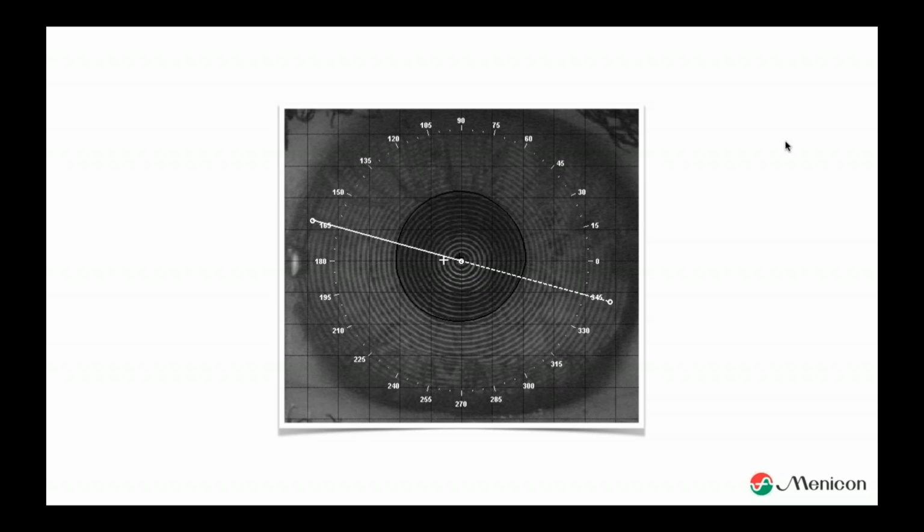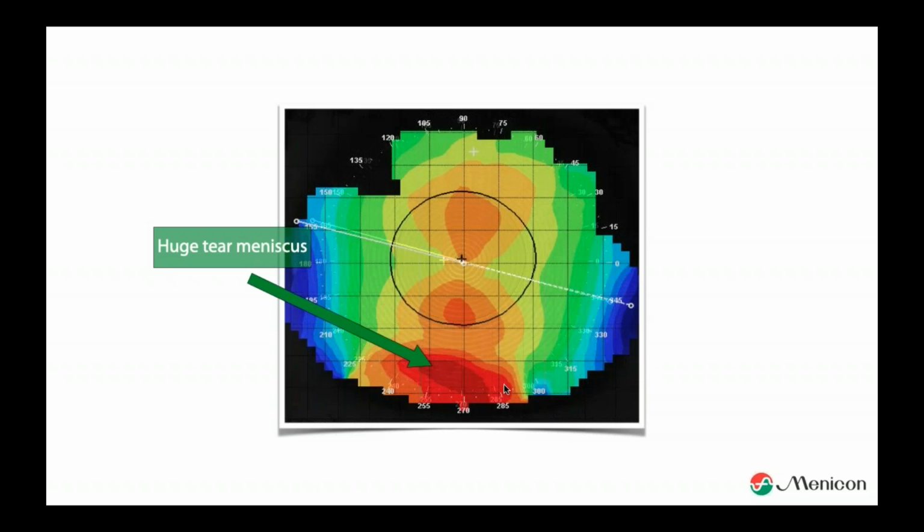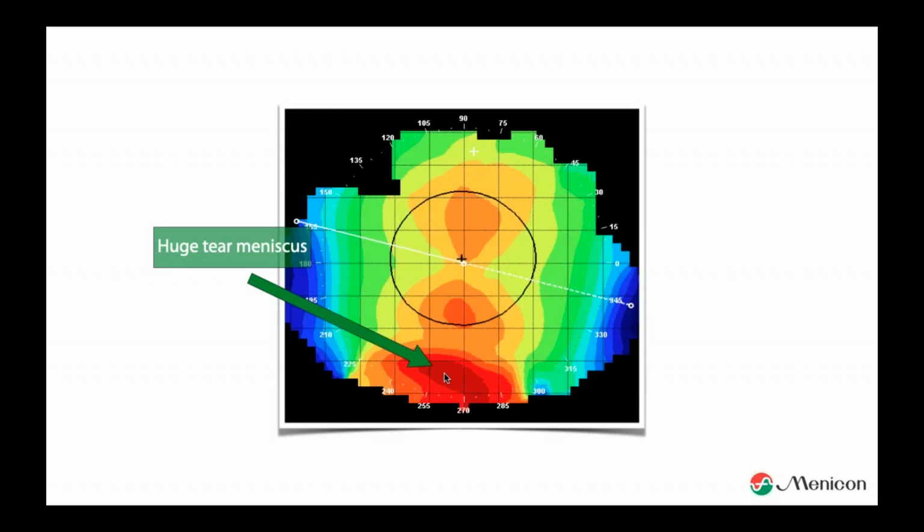But if you look at this image, and I make it a bit bigger, and you look at the inferior part, the lower part, you will see that the circles are not perfect circles anymore. There is a huge tear meniscus, and that will affect your topography map. You will see it back in your topography map. So that's the reason we have to be really careful and put much effort into good topography.